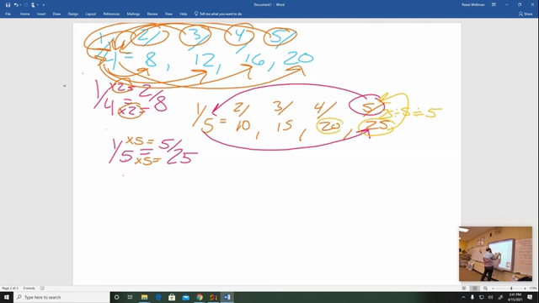Denominator divided by numerator. 20 divided by 4 equals 5, right? 15 divided by 3 equals 5. 10 divided by 2 equals 5. Okay? Every single one of those will equal 5 because we're looking for 1/5. Every single one of those is part of something equivalent to 1/5, right? They're all equivalent to 1/5. Every single one of these fractions.